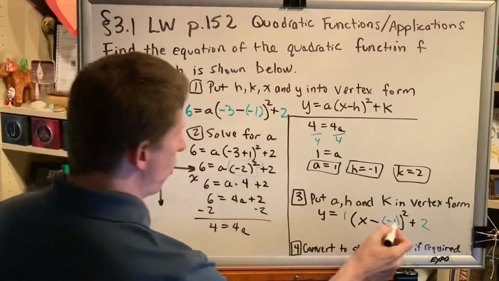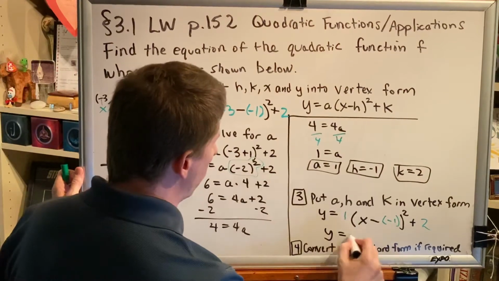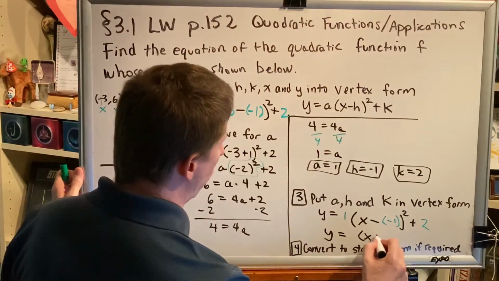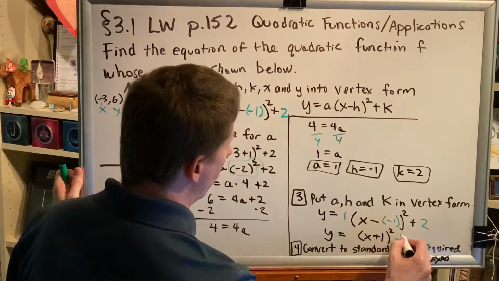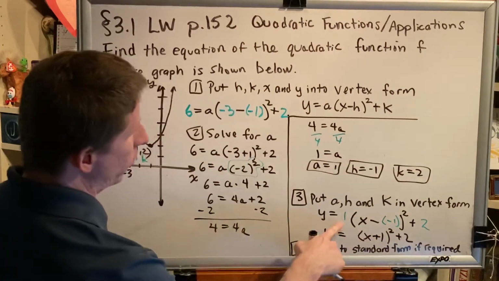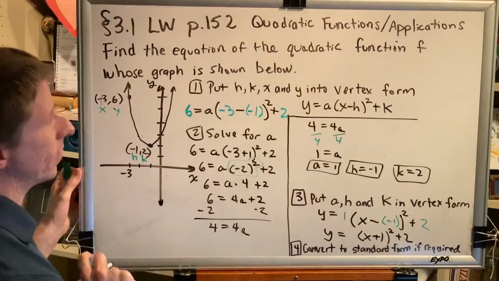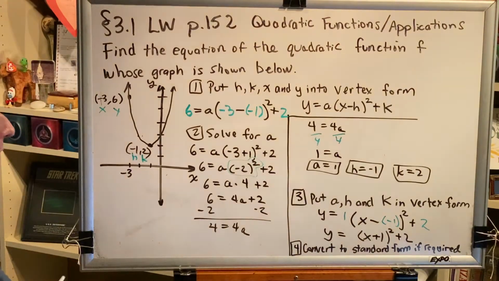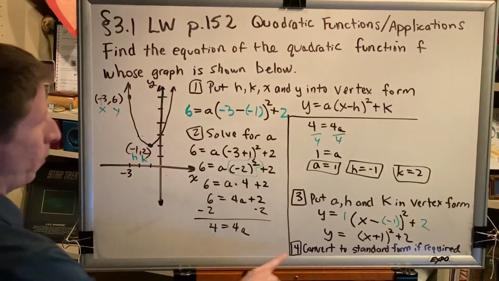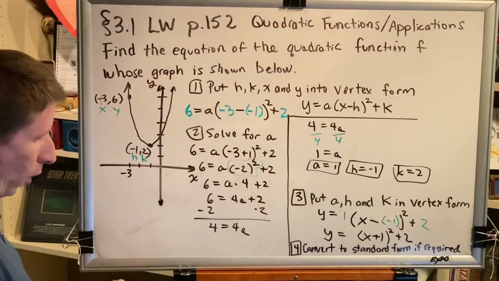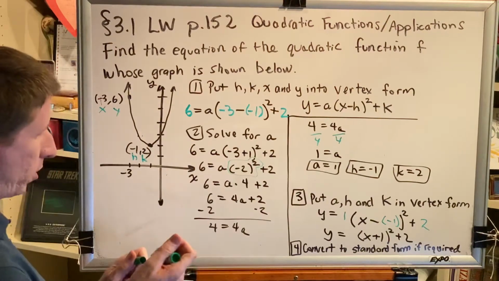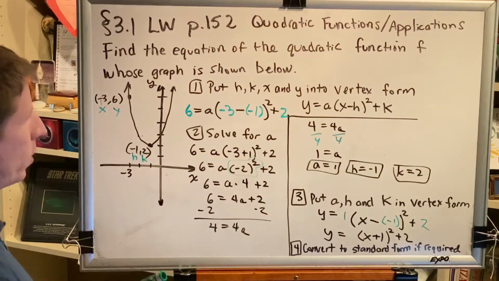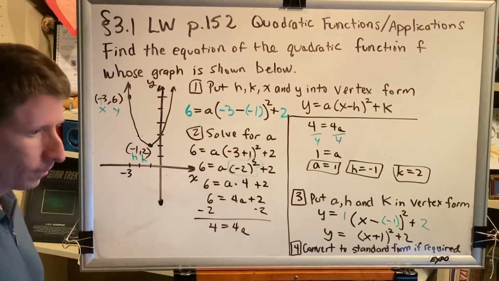And then once again, subtracting a negative is adding, so we get y equals, parenthesis, x plus 1, close parenthesis squared, plus 2. I don't have to write this 1 because anything times 1 is itself. So this gives me my final answer. y equals the sum x plus 1 squared plus 2. Step 4 is to convert to standard form if required by the problem. This problem does not require us to do that, therefore we do not, and this is our final answer.